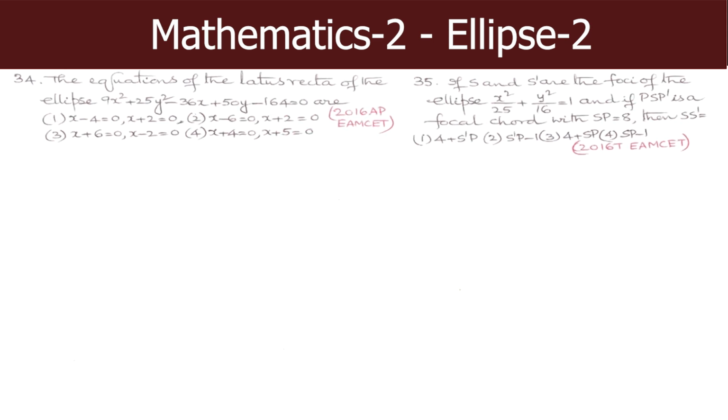The equation of the latus recta of the ellipse, I think we have done another question just now, but I think for practice you can do it once again. What is the ellipse is of course 9x square plus 25y square minus 36x plus 50y minus 164 equal to 0. Let us write the ellipse in this simplified form. 9 times x minus 2 whole square plus 25 times y plus 1 whole square equal to 225.